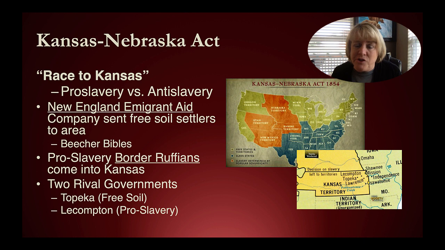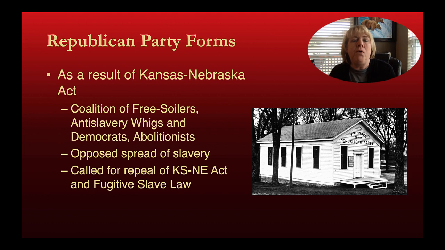Well, with all these Beecher Bibles and all these border ruffians, you can kind of see a problem starting to brew. As a direct result of the Kansas-Nebraska Act, the Republican Party is going to form. This is going to be a coalition of free soilers, anti-slavery Whigs, and anti-slavery Democrats, along with a group of abolitionists. Now, the Republicans weren't abolitionists. They were free soilers, but they did have the support of a number of the abolitionists in the North.